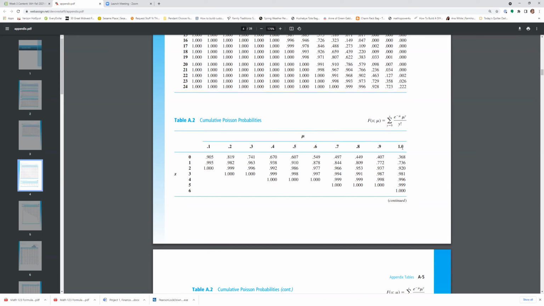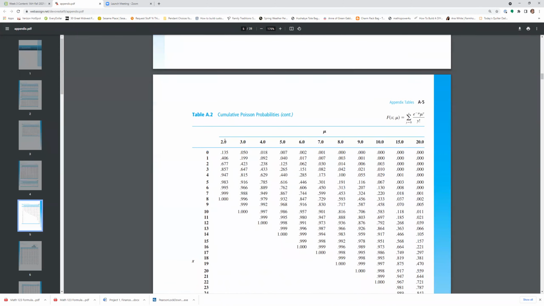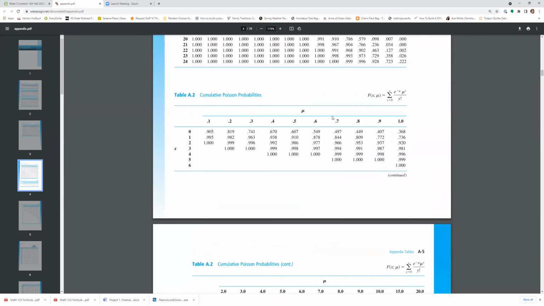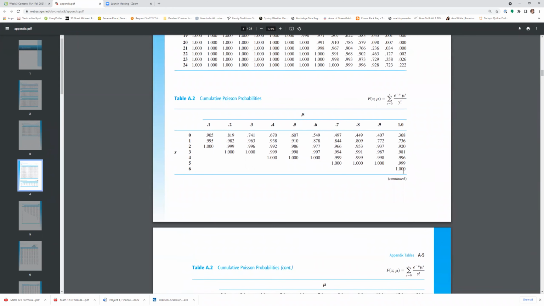So you find your mu first, and this first table goes from 0.1 to 1. The table down here goes from 2 to 20, but it doesn't get every single value. So there's some skips between 10 and 15 and 15 and 20. But you'll see that there's these accumulating probabilities here that always end in 1 because they've reached the end of it. This 0 is the only one that gives the exact probability of that specific value. If you're at 1, you've added the probability of 0 plus the probability of what happened at 1.